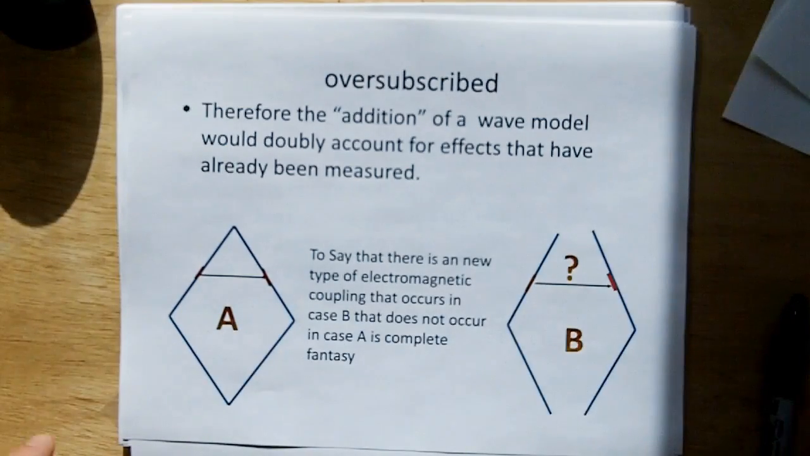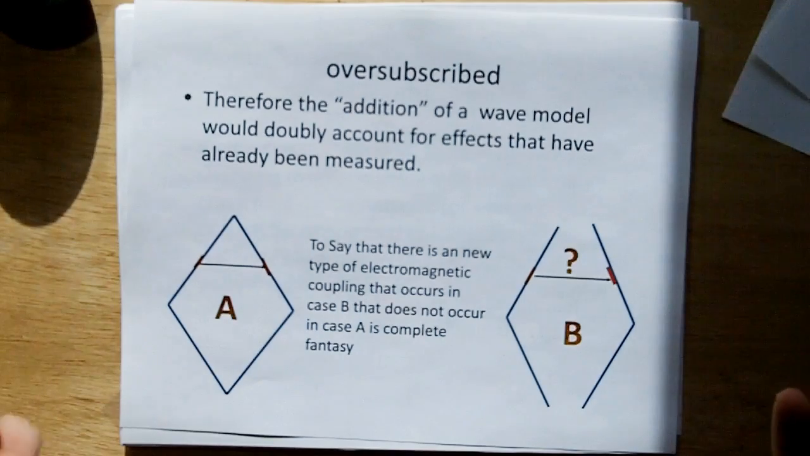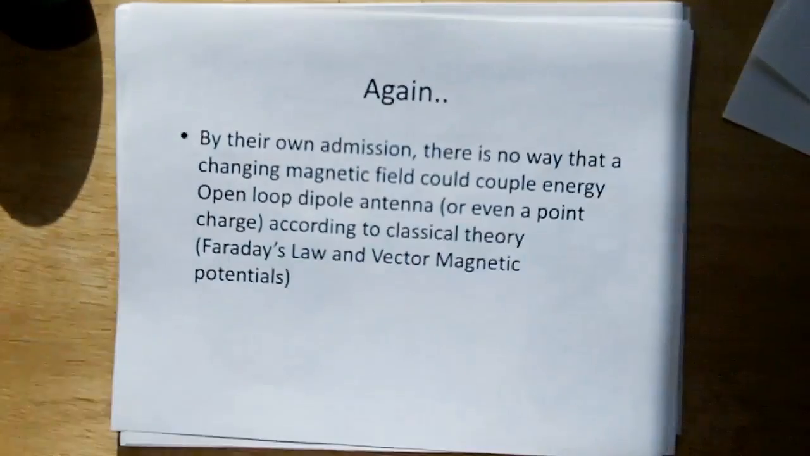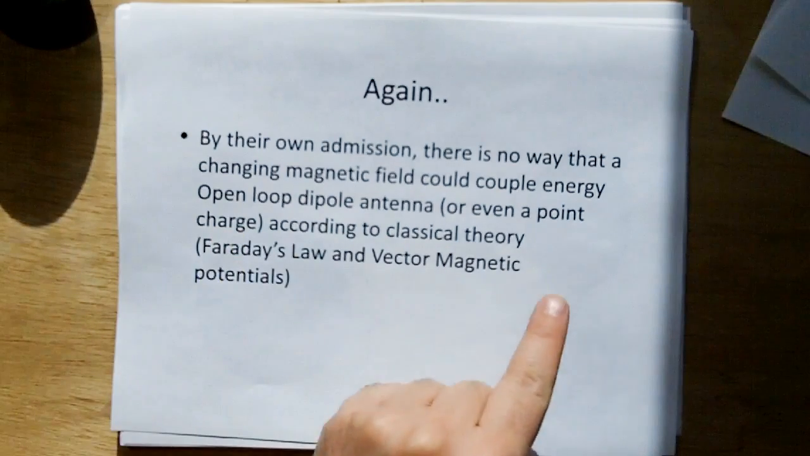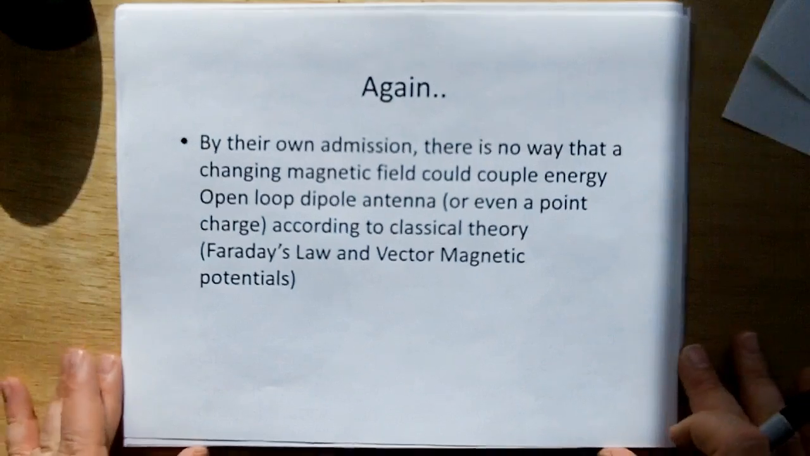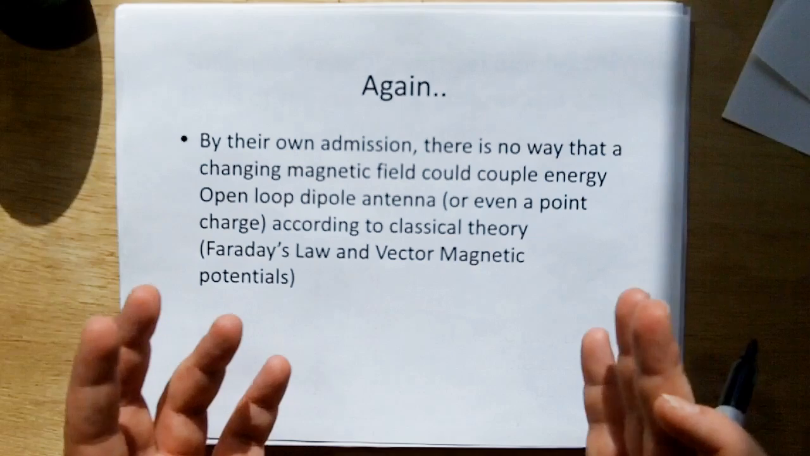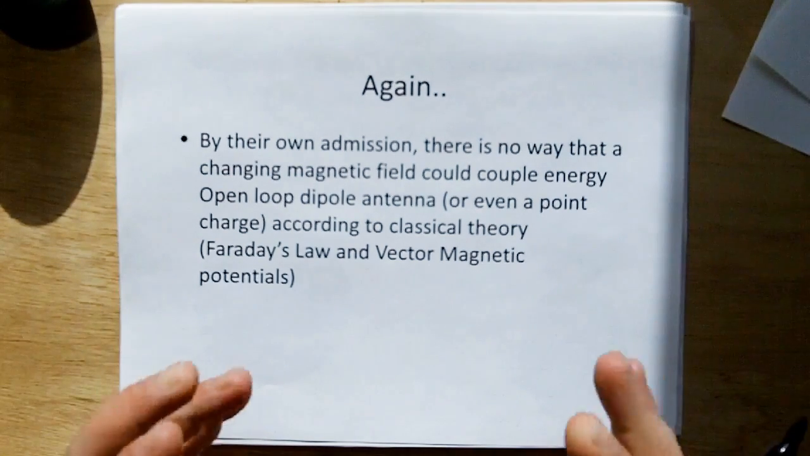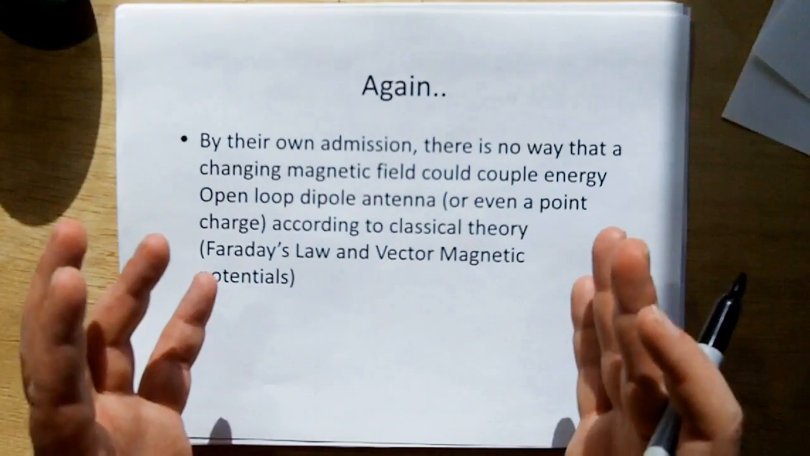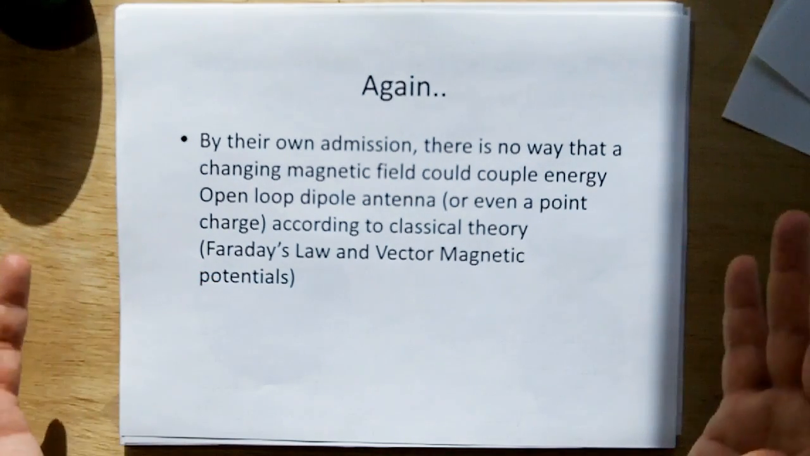Okay, if there were an additional wave model, we'd be doubly accounting for effects that have already been measured. Again, by their own admission, for classical theory, there is no way that a changing magnetic field can couple energy to an open loop, a dipole, even to a point charge. And therefore, there's no way they can claim that Maxwell's electromagnetic wave propagation works, because if there's a magnetic field component to it, there's no way a magnetic field can couple to an open loop and give energy.